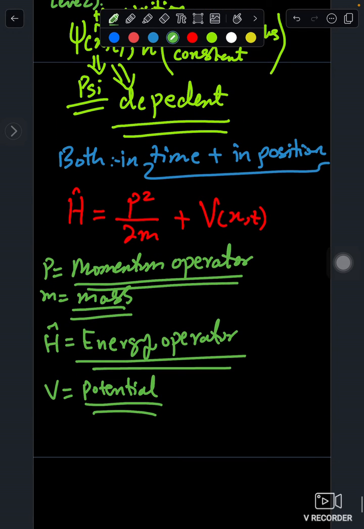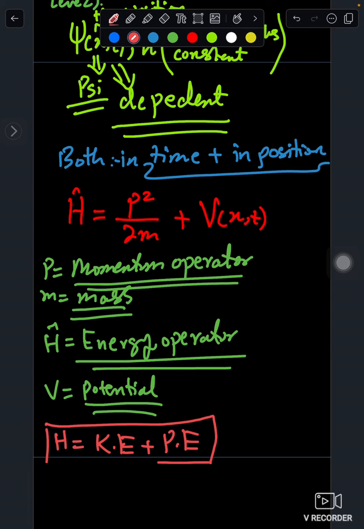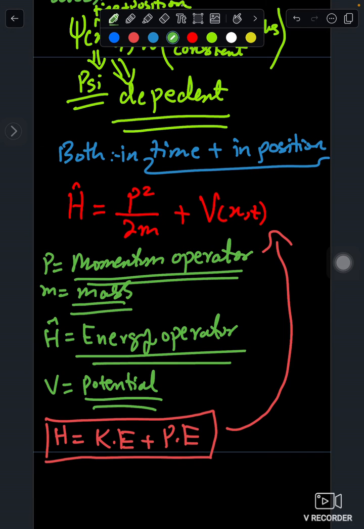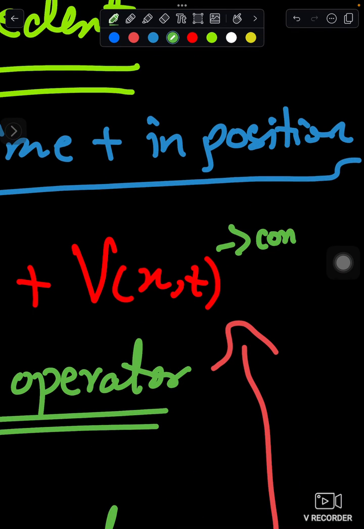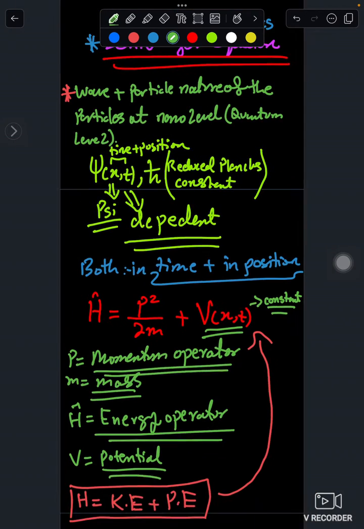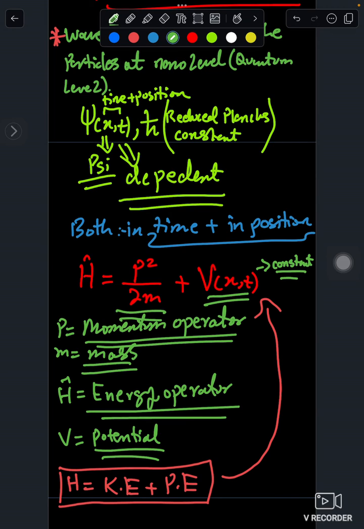We're just using the simple Schrödinger equation, the one in its simplest form. It's H equal K dot E plus P dot E. But since we are making the Schrödinger equation, we have to use this. And for the Schrödinger equation, this over here is constant. This is potential. Potential energy is constant.